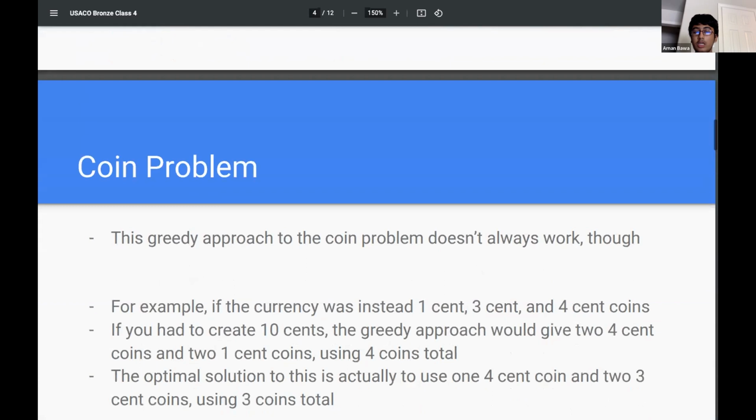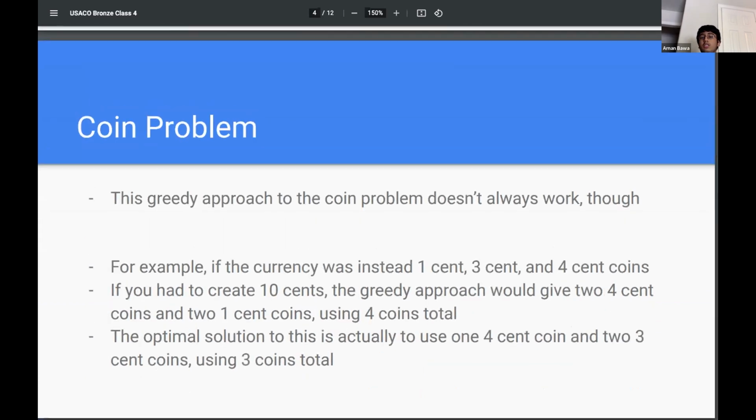So let's take a look at this new currency. Let's say that we had instead a 1 cent, 3 cent, and 4 cent coin. If you tried to create 10 cents using a greedy strategy, you would use two 4 cent coins because those are the biggest so far and you're not going over. Then you would take two 1 cent coins. So in total, you're using two 4 cent and two 1 cent coins, which is 4 coins in total. But the problem with this is that you can do this in a better way. You can take one 4 cent coin and two 3 cent coins. That still adds up to 10 cents, but it only uses three coins.